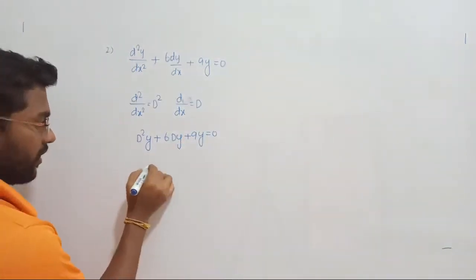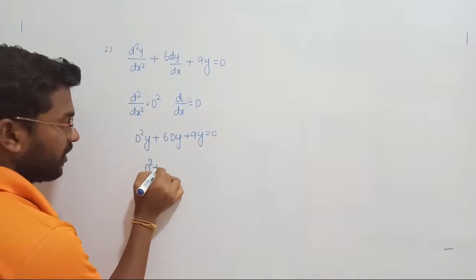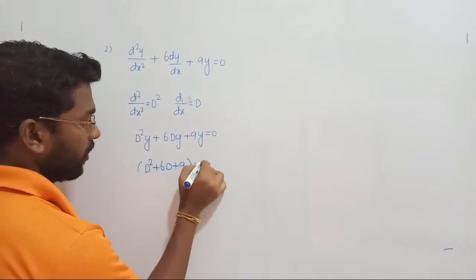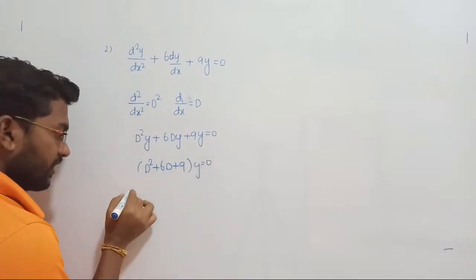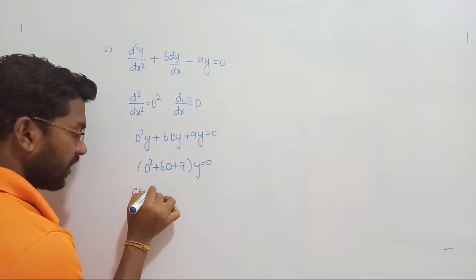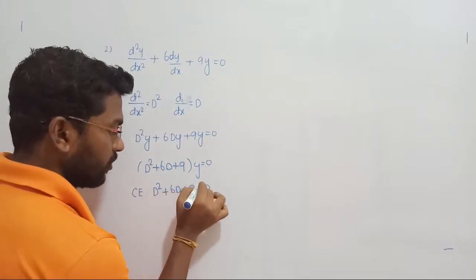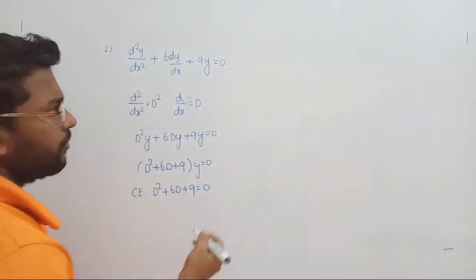Such that here if you take y outside, it will become D square plus 6 times D plus 9 into y equal to 0. From this, the characteristic equation of the system can be written as D square plus 6D plus 9 equal to 0. Can you break the roots? I think we can break it directly.